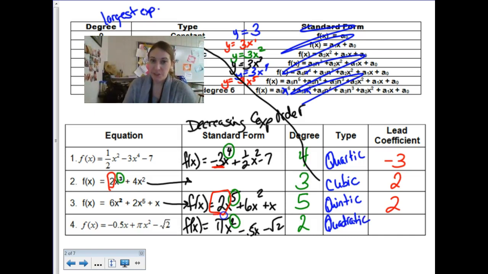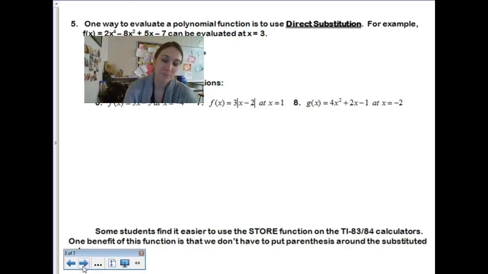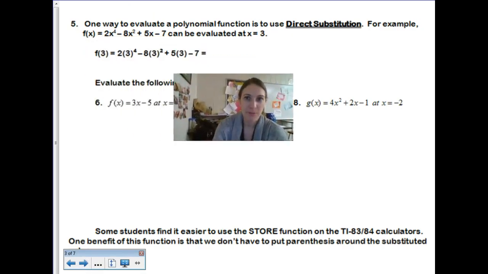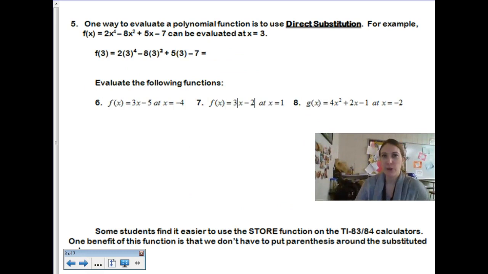And then the lead coefficient in this problem is super fun. It's our friend pi. There you go. So a lot of vocab coming your way, but at least it's vocab that we might be slightly familiar with.